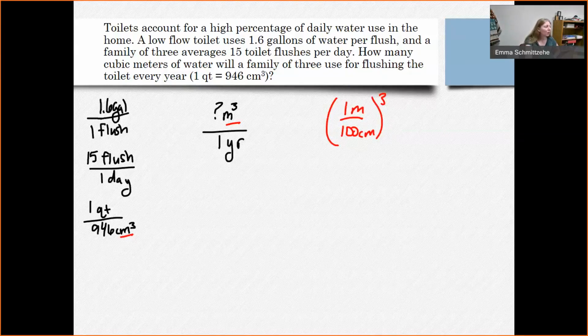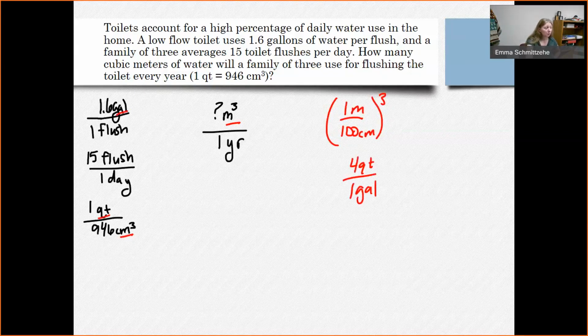Once we're there, we have, let's see, quarts. We don't have quarts in anything else. And so then, well, the other volume thing we have is gallons. So how can we relate quarts and gallons? Well, there's 4 quarts in a gallon. That's something you can look up.